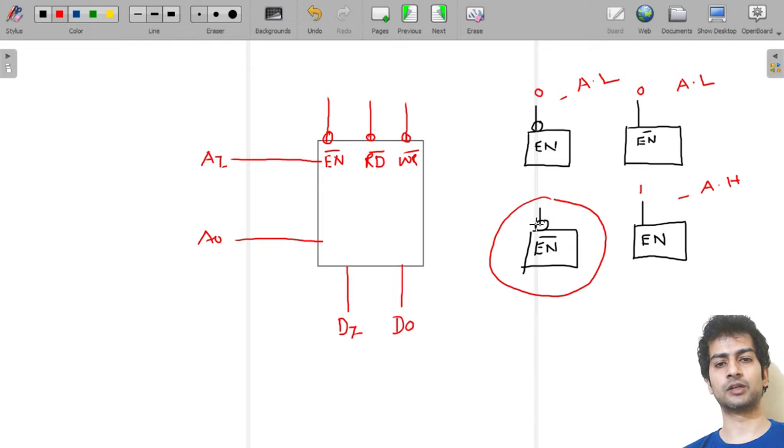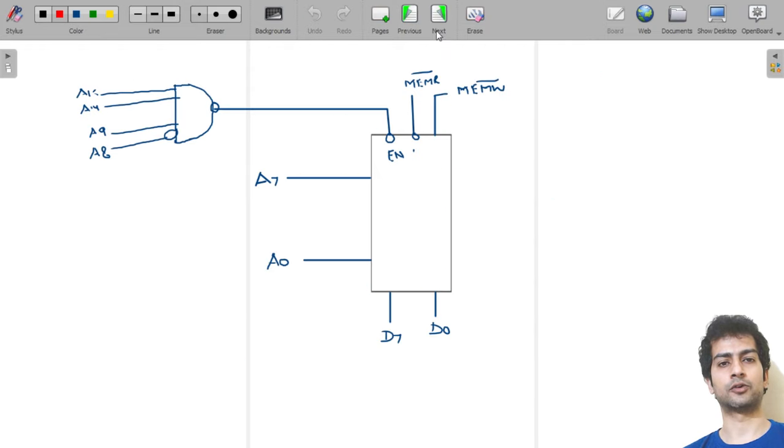Here you see an inverter and here you see a bar, so you think that both will cancel each other, but it is not so. It is also another way of representing active low, and it will get activated when we have 0 here. So I think this is clear to you.